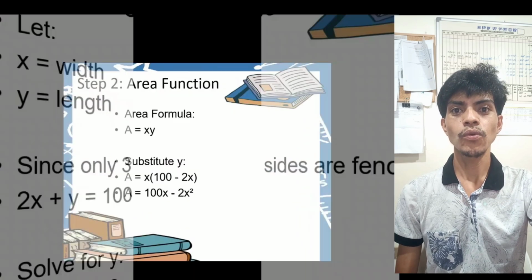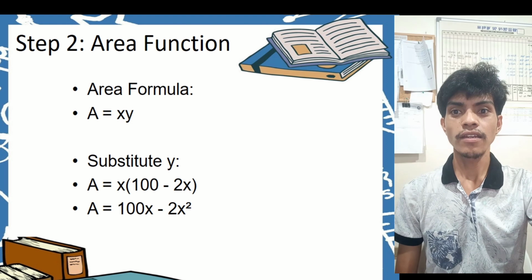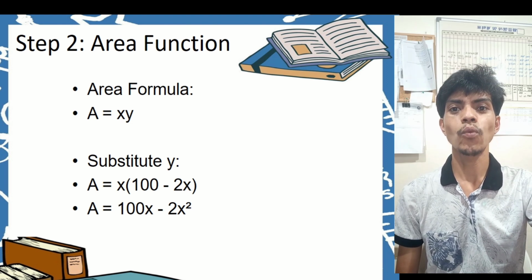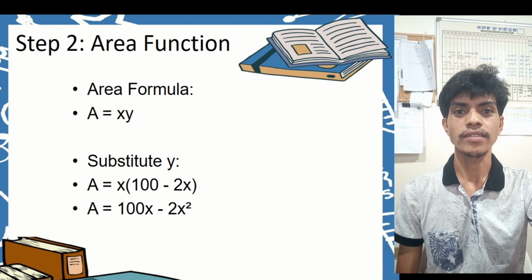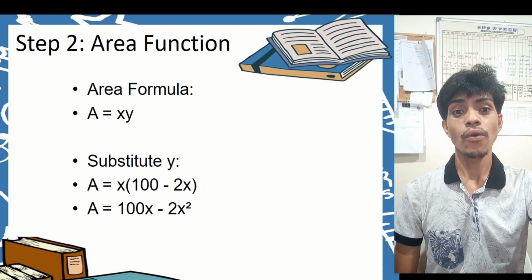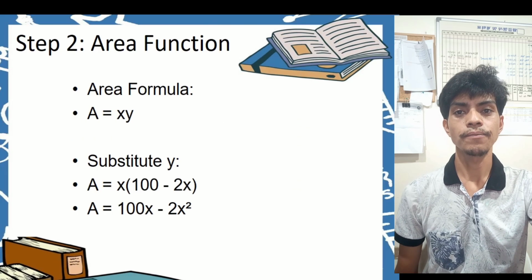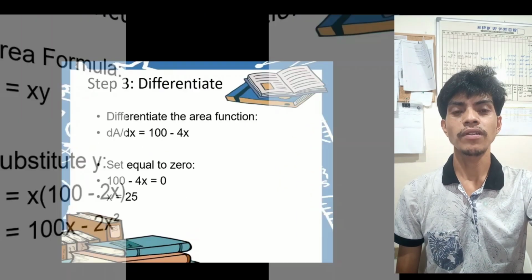In step 2, we write the area formula, which is the area of a rectangle. So area equals x times y. Substitute y equals 100 minus 2x, so area equals x times (100 minus 2x). Then the result is area equals 100x minus 2x squared. We are not done yet, because we have step 3, to differentiate the function.